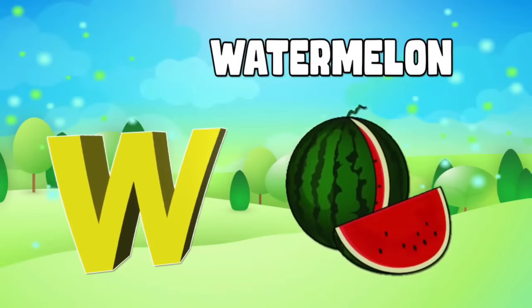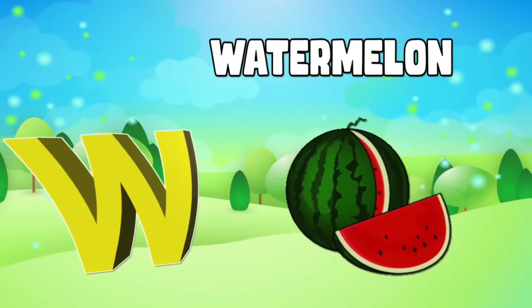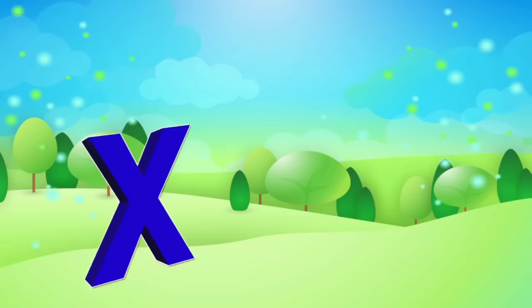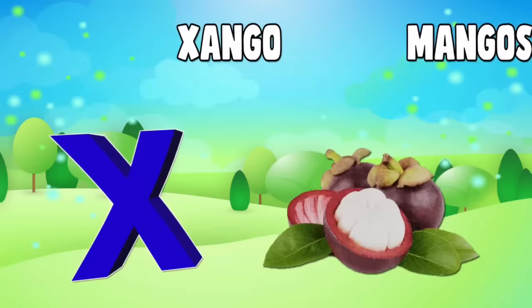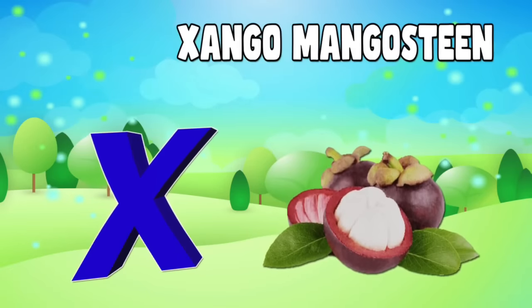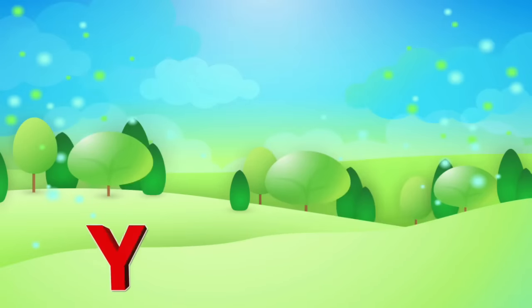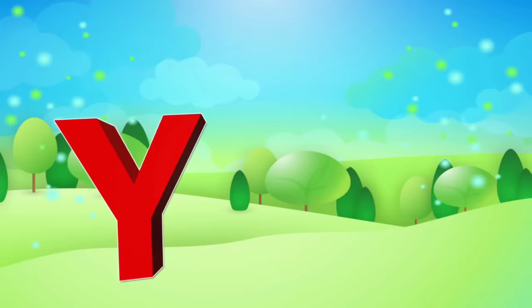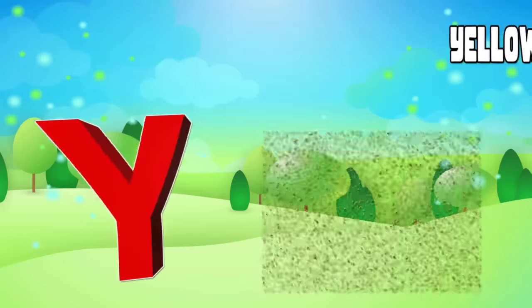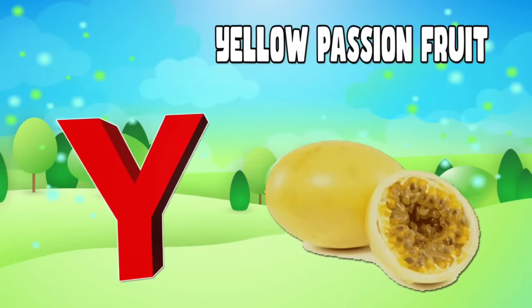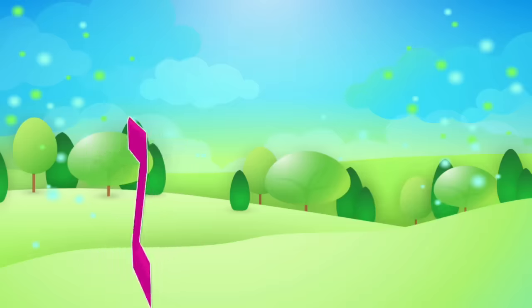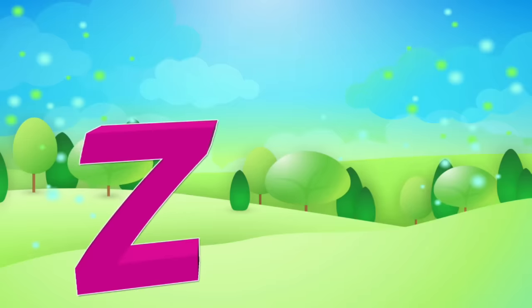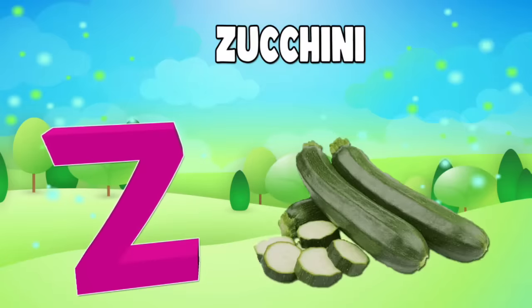W is for watermelon. Watermelon. X is for Xango mangosteen. Y is for yellow passion fruit. Yellow passion fruit. Z is for zucchini fruit.